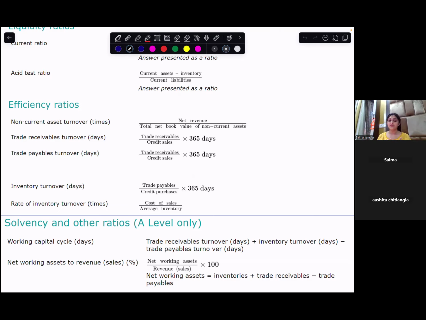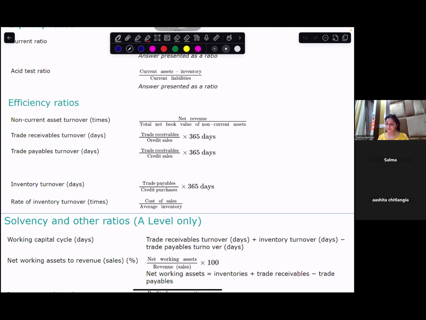Now, trade receivable turnover ratio, can you give me the formula? Trade receivable upon credit sales into 365 days. Okay. And how about trade payable turnover ratio? Trade payable upon credit sales into 365. No, for trade payables, you will use your credit purchases and not your credit sales. Oh, sorry. Yeah.